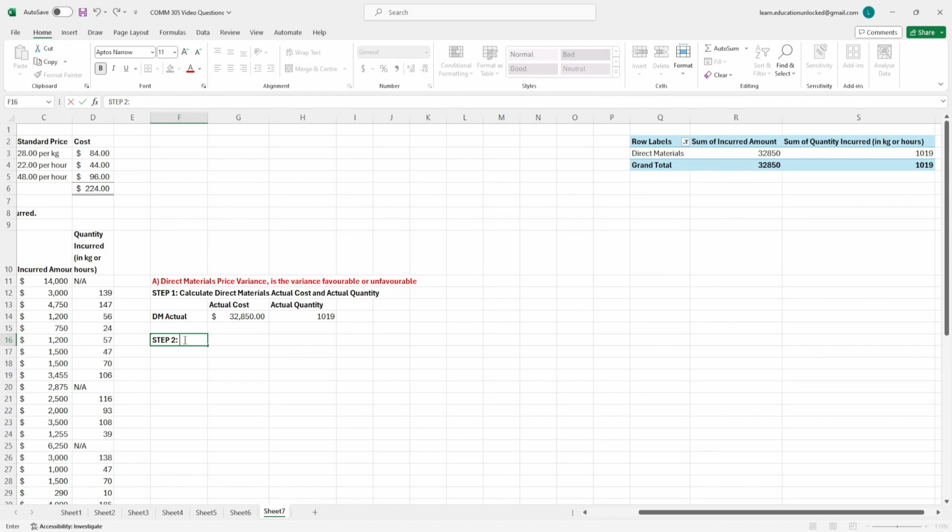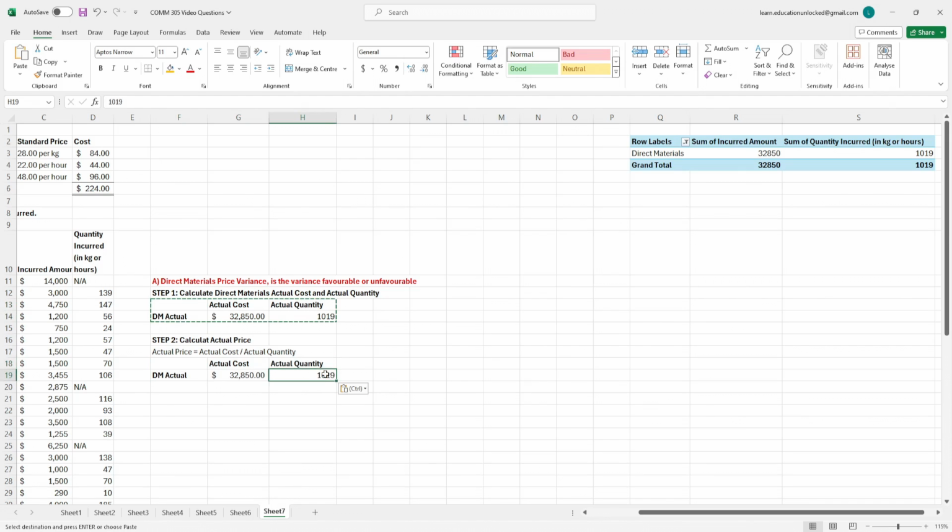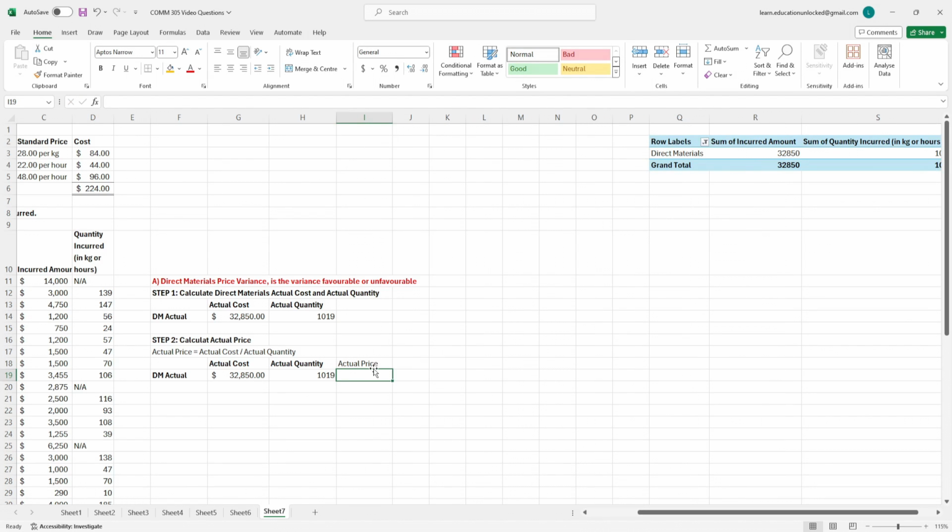Our step two is to calculate our actual price. And so actual price, I'll write the formula, is equal to actual cost divided by actual quantity. So what you guys can do is I'll put this table and I'll put another column for actual price. And then you could just do your formula. So actual cost divided by actual quantity, that gives you 32.24.